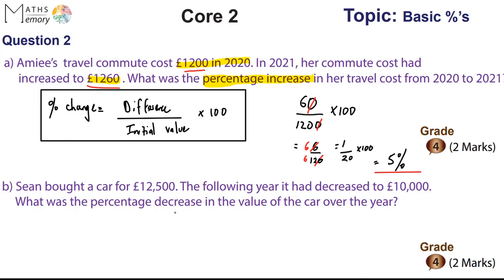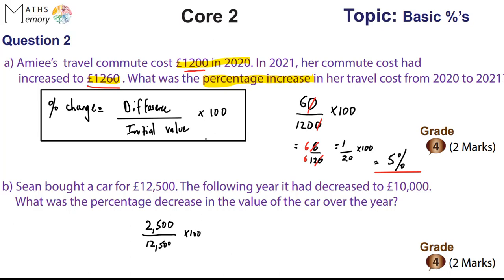So let's still apply our context over here. In this case, we're going down, okay? The value has gone down. It shouldn't make a difference whatsoever. So this formula, let's apply over here. So we've got a difference. The difference is £2,500. And that's all over the initial value we started with, in this case, 12,500. Okay? And that will be times 100 as well.